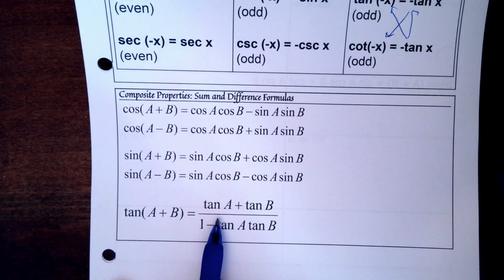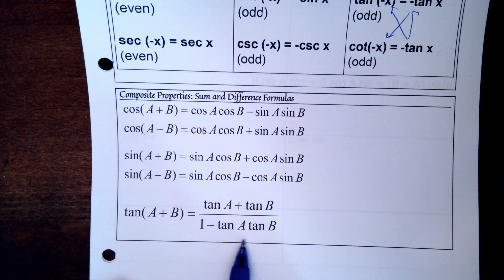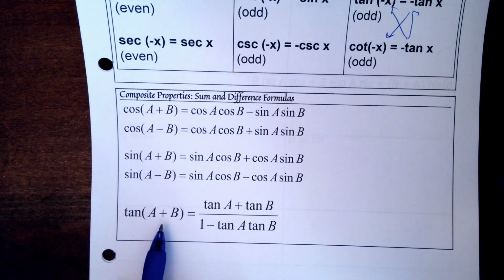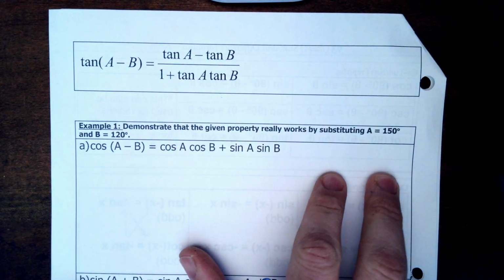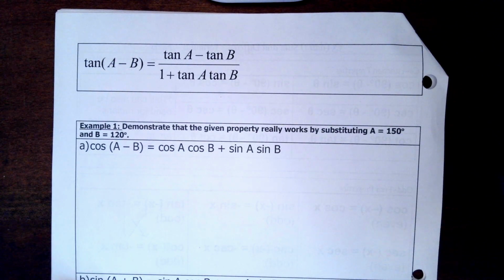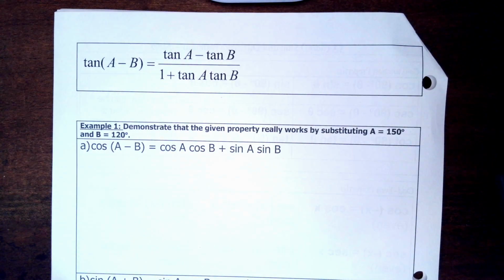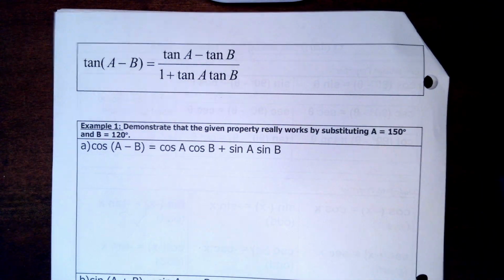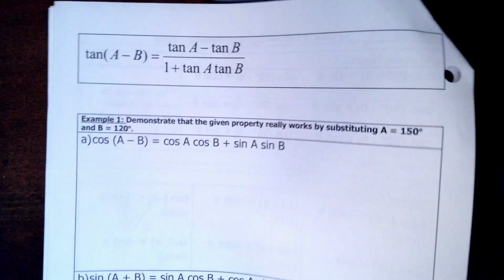Tangent is the tangent of angle A plus the tangent of angle B over 1 minus tangent A times tangent B. And then same thing when you switch the sign here, you're going to switch both of these signs. So the tangent of A minus B is going to be the tangent of A minus the tangent of B over 1 plus the tangent of A times the tangent of B. Those are the rules. Let's take a look at proving some of these or showing that they work.